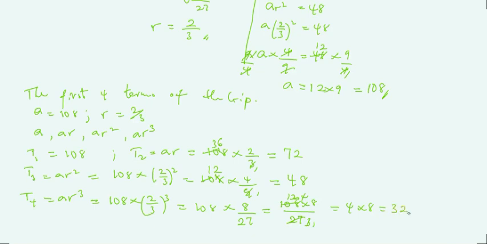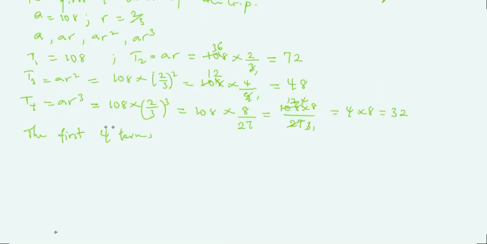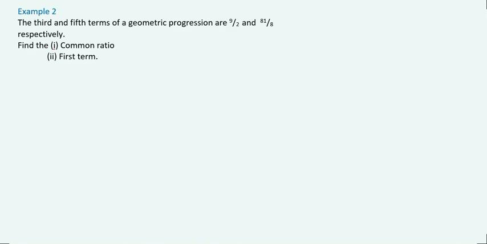So we have 32. So the first 4 terms will be 108, 72, 48, 32. This is the GP. Now let us look at example 2 of GP leading to simultaneous equation.